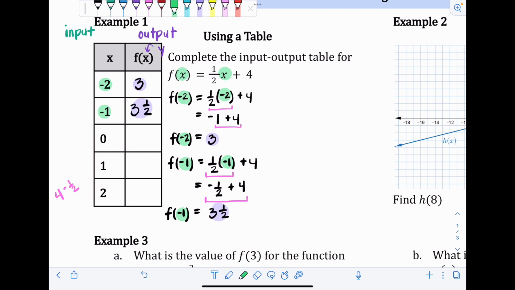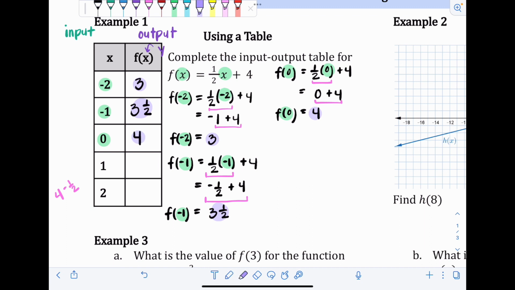And then the next x value we'll put in is x equals 0. So we'll find f of 0. And then that's going to be 1/2 times 0 for x, and then plus 4. We'll simplify the multiplication first, so we'll do 1/2 times 0. So anything times 0 is 0, so 1/2 times 0 would still be 0. And then plus 4. And then now we can add 0 plus 4 to get our output value. So 0 plus 4 is 4, so it'd be f of 0 equals 4. So 4 fills in the next spot on our table.